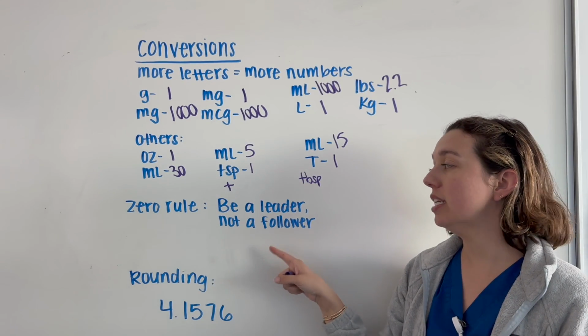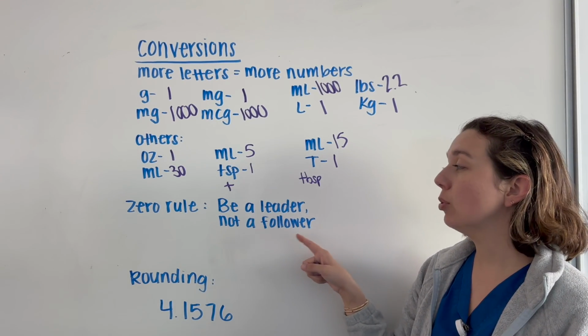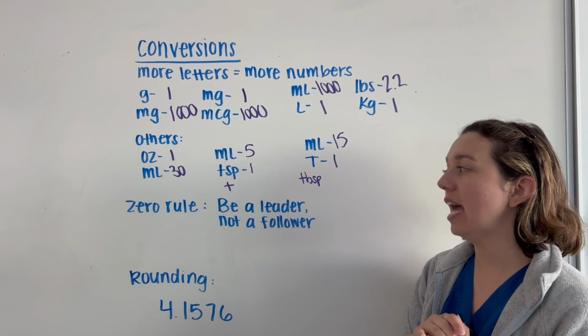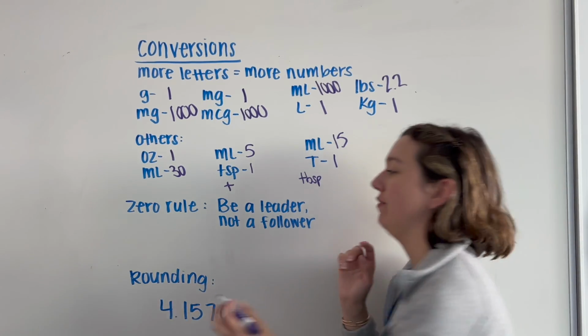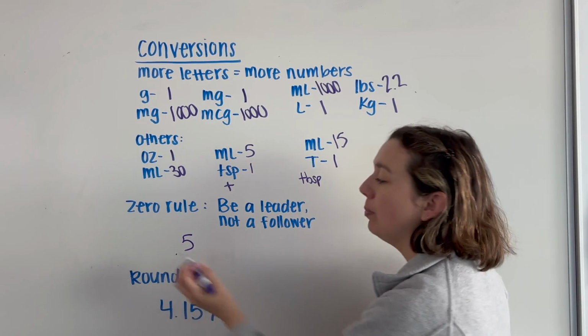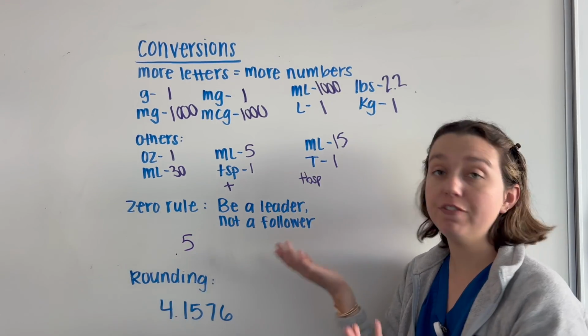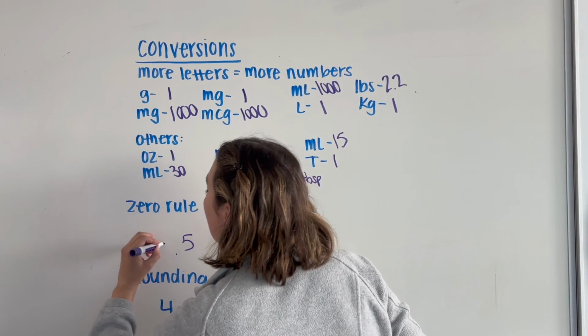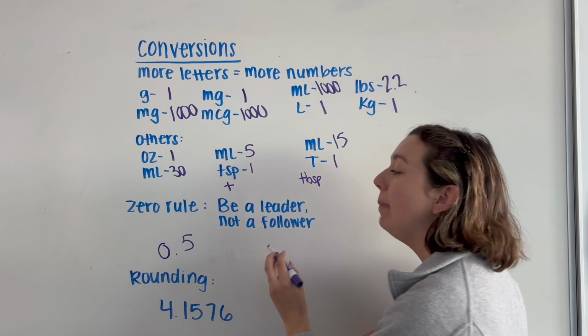Okay, so our next one is the zero rule. The rule is written as be a leader, not a follower. What that means is that when we have a number that's 0.5, if we just write .5 and we don't put a 0 in front of that, it looks like a 5. You can't see that decimal. So we always put a 0 in front.